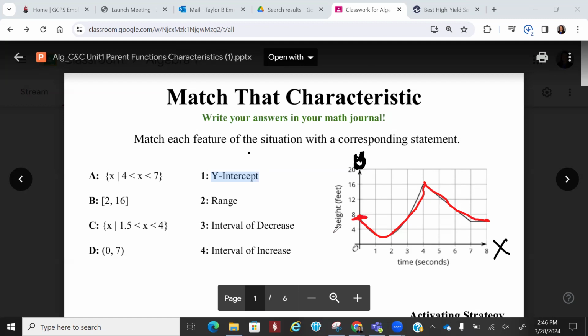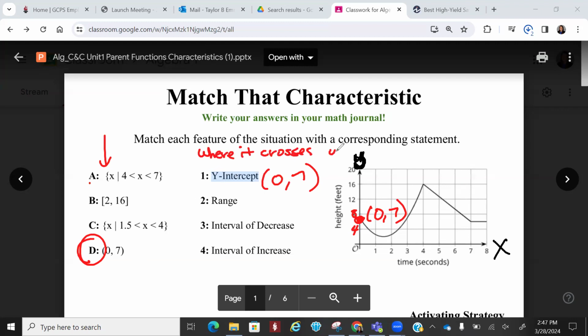Where does it cross? It's below 8, right? What number's below 8? Okay. Is it bigger than 4 where it's crossing? It's in between 4 and 8, right? That's where that's meeting? Okay, right here. It's on that line. That number is going to be between 4 and 8, correct? Okay, looking over here at your options, either A, B, C, D, would it be 2, 16? No. Would it be 4, 7? No. It would be a point, which is D. This point right here is (0, 7). Okay, so I want you to write that for the y-intercept, where it crosses the y-axis.